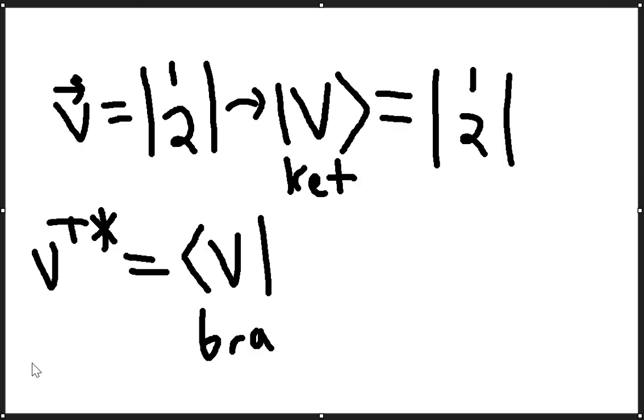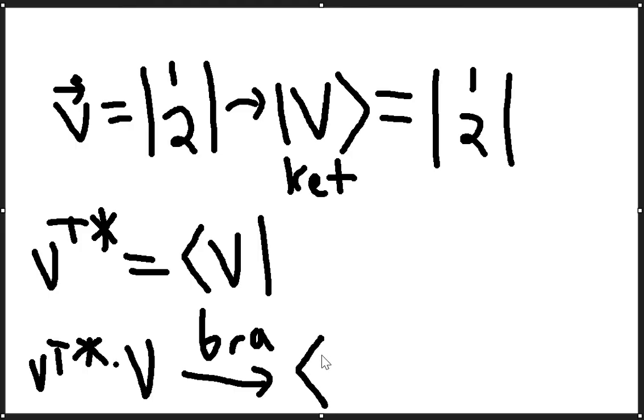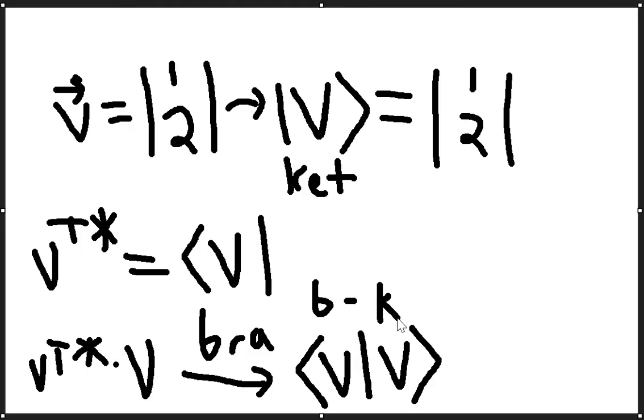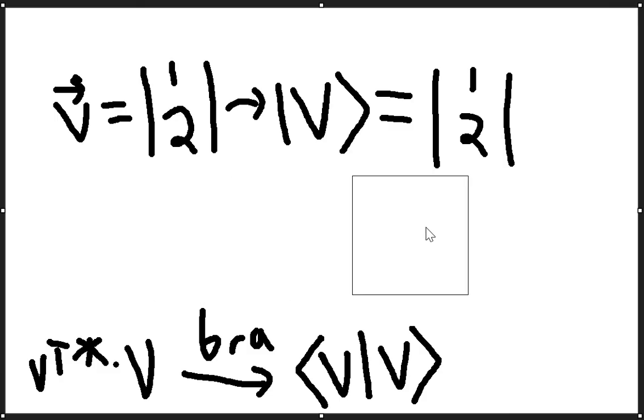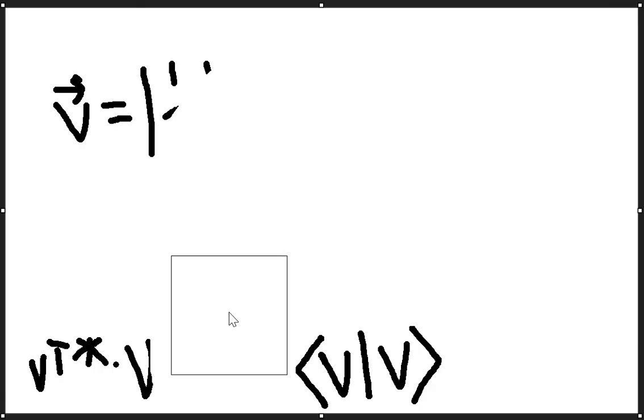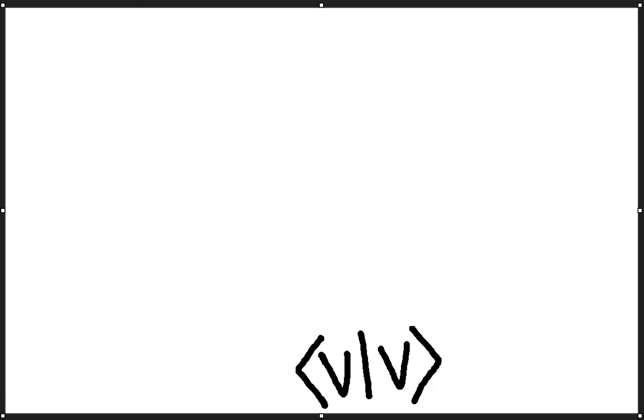And in order to take the dot product of v transpose star times v, we just do this. We have the bra vector and the ket vector. Ta-da! It's a bra-ket. That's why it has this funny name. And from now on, I'm going to be trying to use some of this notation just because it's more elegant. Just know that this is essentially the same as v complex conjugate times v.